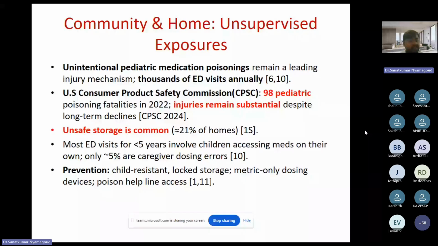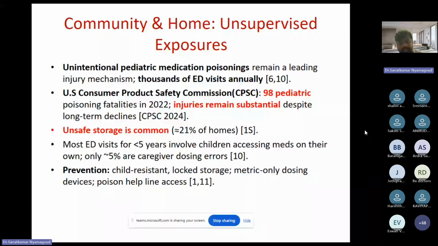So what can be done for this community and home supervised exposure, where we cannot go as clinical pharmacists or doctors? We cannot visit a home, we cannot understand whether they are taking the proper dose or not. Prevention is only possible when we have a child resistant locker in the home or a locked storage facility. And when it comes to dispensing the proper dose to pediatrics at home, we should have metric dosing devices.